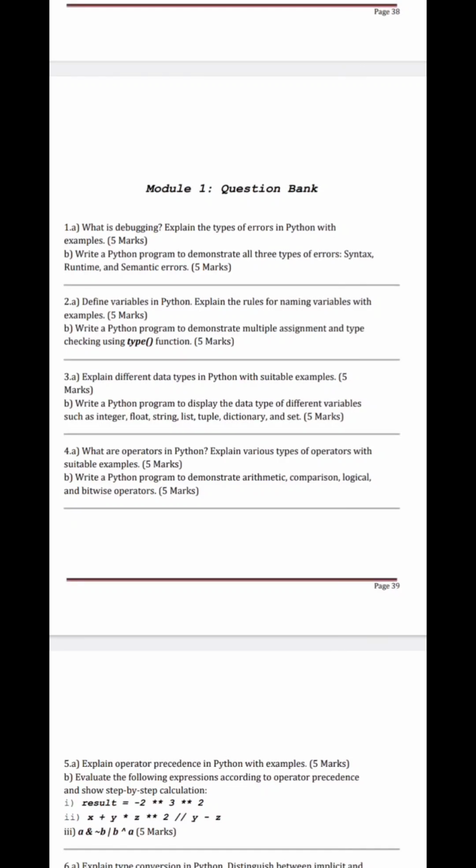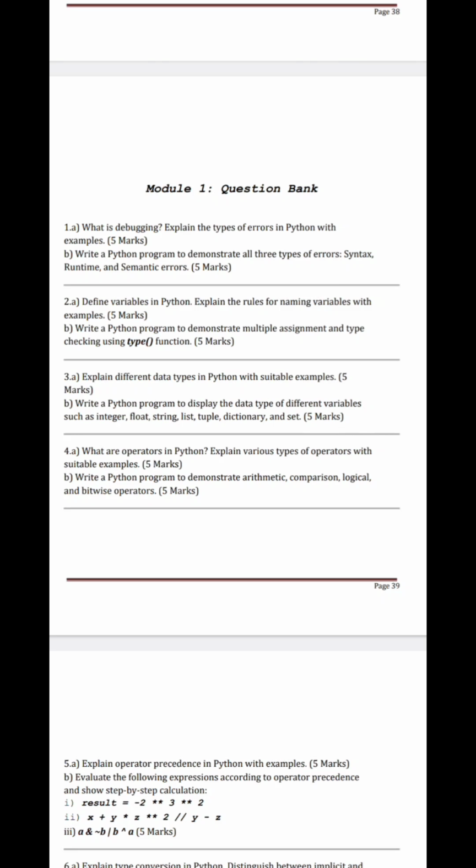What is multiple assignment? We know what multiple assignment is: a, b, c equals 10, 5, 6, any numbers. What is the benefit of this? Instead of giving a is equal to 10, b is equal to 5, c is equal to 3, we can give it as a, b, c and the values 10, 5, 3. And type checking using the type function. What is the use of the type function? After using the type function, we can know what type the variable is.